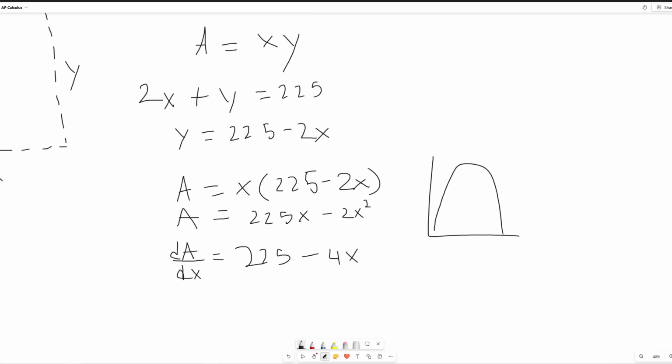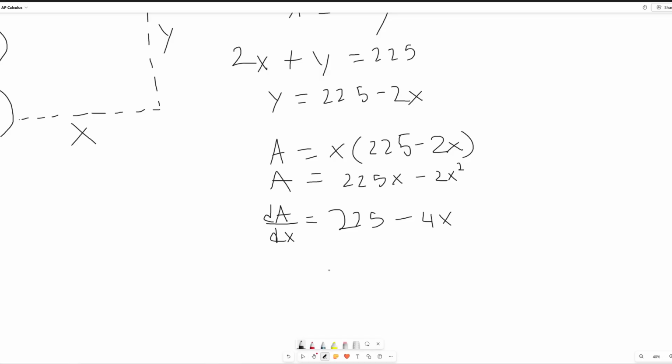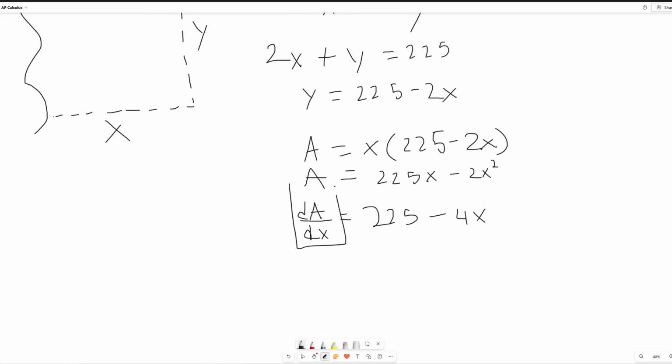It's going to look something like this. Doesn't really matter, right? But we know that the derivative equals 0 at this point, which is when this area function, which we just derived, is going to hit its maximum. So the derivative will equal 0. We just set this derivative function equal to 0.